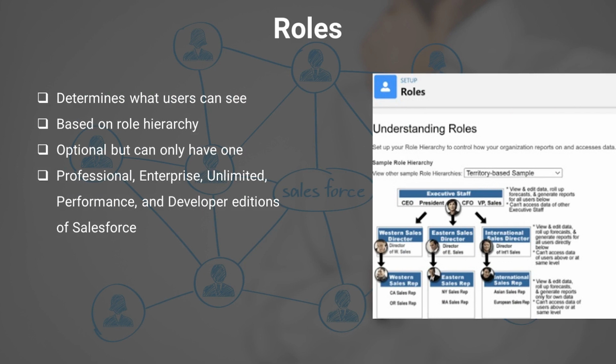Roles. Roles determine what users can see in Salesforce based on where they are located in the role hierarchy. Users at the top of the hierarchy can see all the data owned by users below them. Users at lower levels cannot see data owned by users above them or in other branches unless sharing rules grant them access. Roles are optional, but each user can only have one. If you have an org with many users, you may find it easier to assign roles when adding users. However, you can set up a role hierarchy and assign roles to users at any time. Roles are only available in Professional, Enterprise, Unlimited, Performance, and Developer editions of Salesforce.